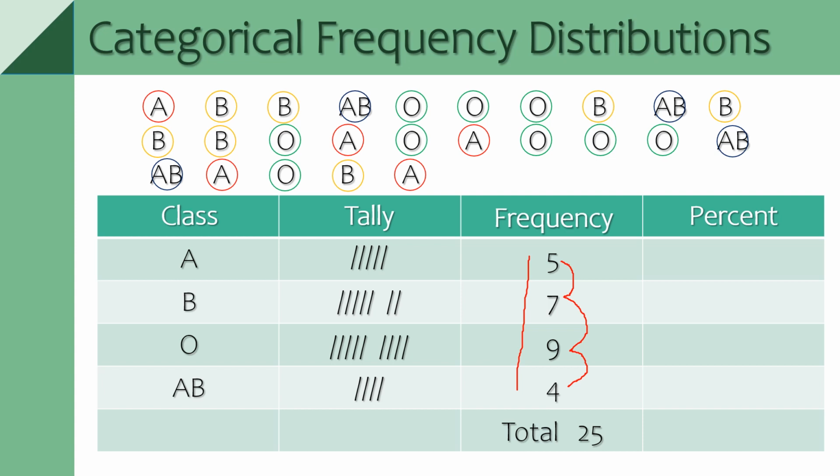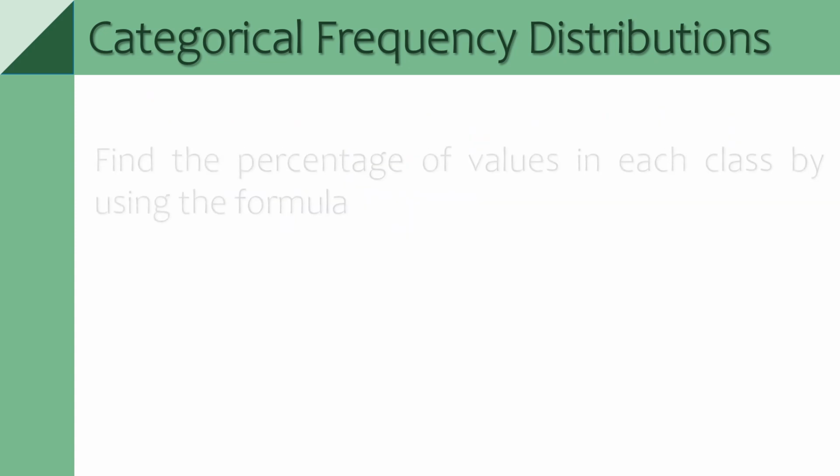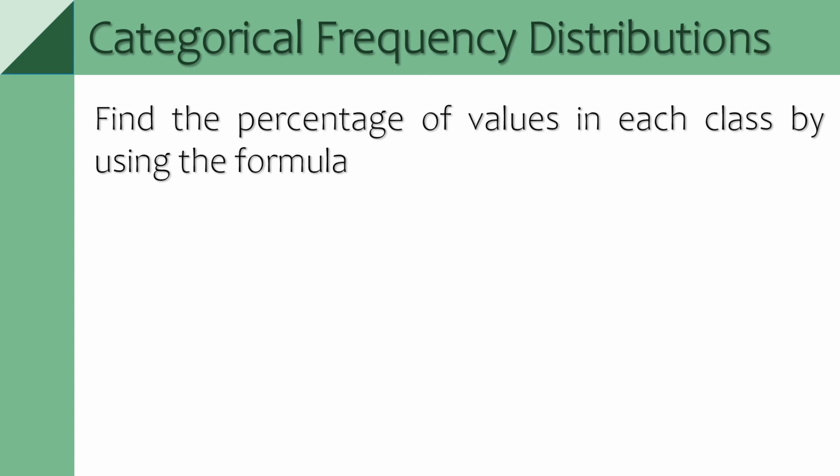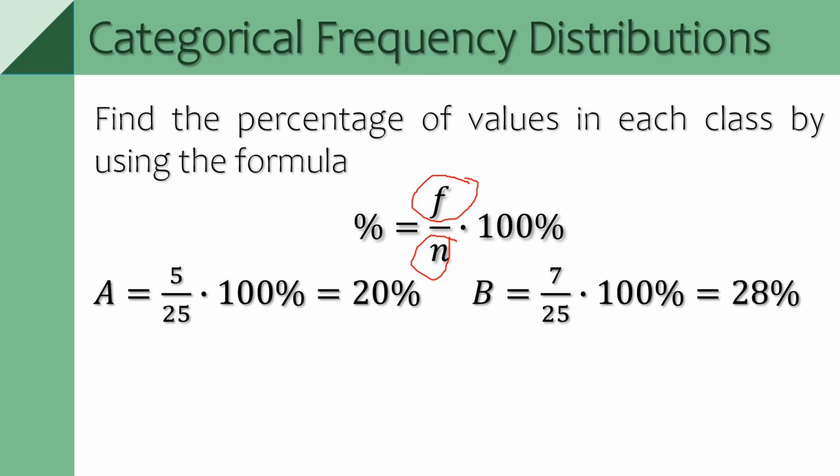So paano computing si percentage? Okay, so to find the percentage of values in each class, using the formula: percentage equals F over N multiplied by 100%. Yung F na to, ito yung frequency natin. Yung N na to, ito yung number of datasets. Total number of datasets. Okay, so let's start.